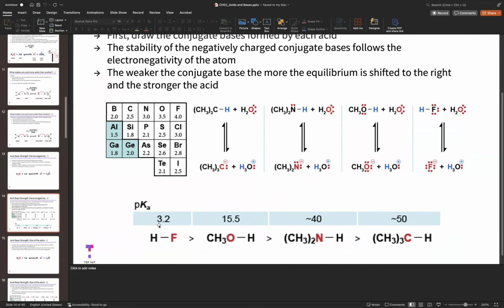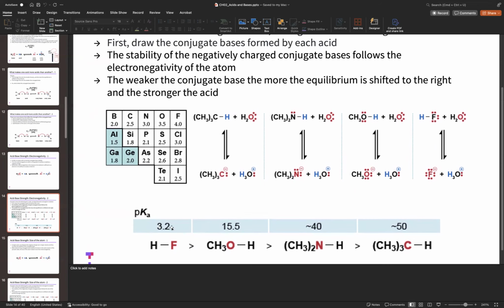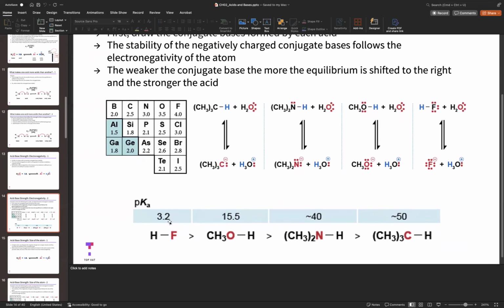So according to this, the strongest acid is the last one. The second strongest acid is the second to the last one, followed by the second one, and the first one is the weakest acid. Now, all of these are, by the way, very weak acids. We already know HF is classified as a weak acid. A pKa of 1 or smaller is usually a strong acid. So this is a weak acid, right? And these are even weaker. In reality, these are so weak that they will not act as acids, but these are their pKa values.